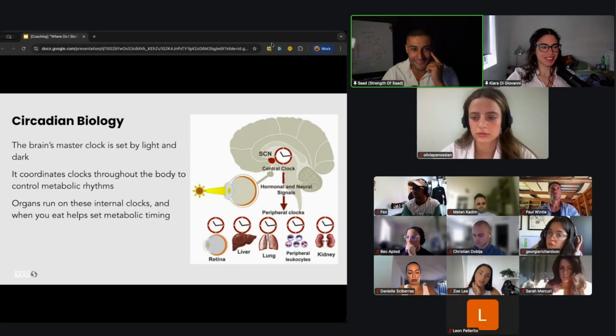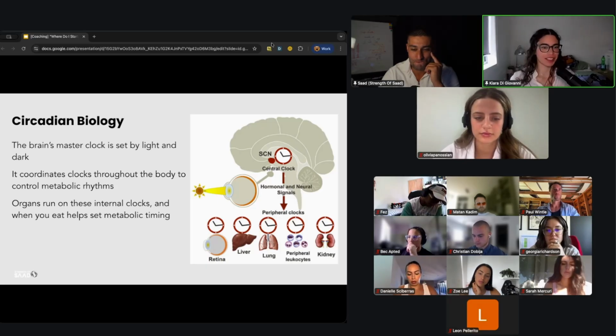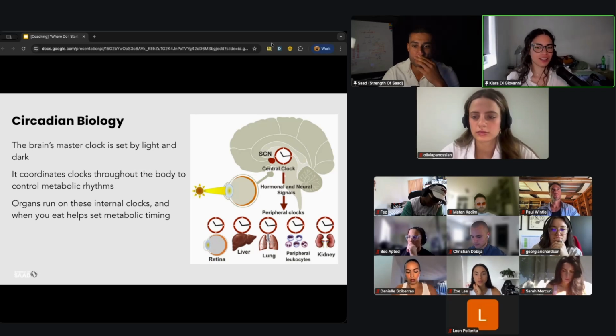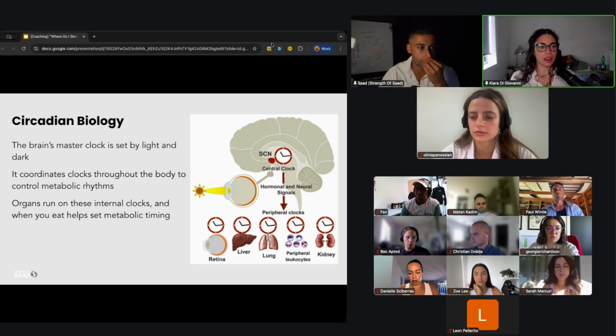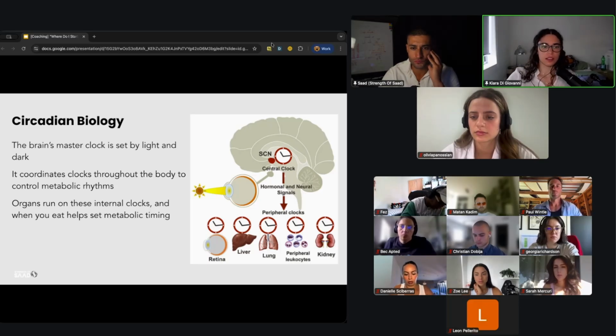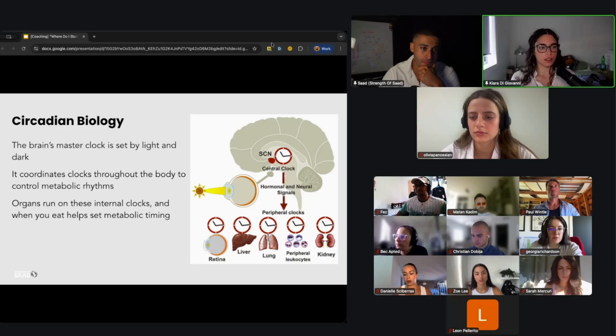So the first point I want to touch on is circadian biology. This might seem a bit woo-woo or not important, but it is the most important thing. One reason is that in your brain, you have this little part called the SCN. I don't know how to say the full name, but I got you. This is sort of like the clock in your brain, and it's set by the light signals that are coming into your eye during the day.